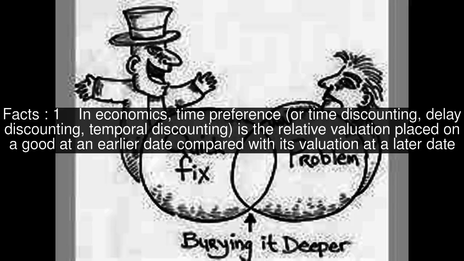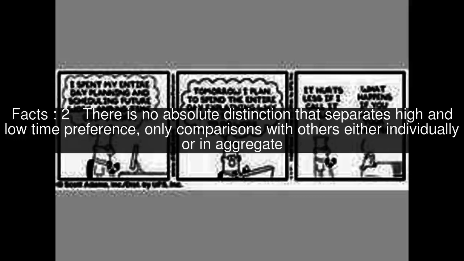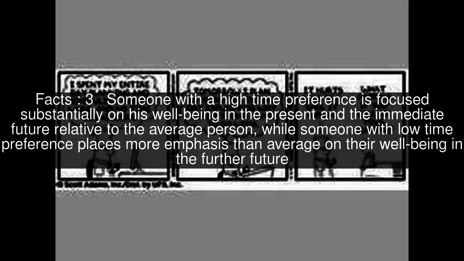In economics, time preference, or time discounting, delay discounting, temporal discounting, is the relative valuation placed on a good at an earlier date compared with its valuation at a later date. There is no absolute distinction that separates high and low time preference, only comparisons with others either individually or in aggregate.